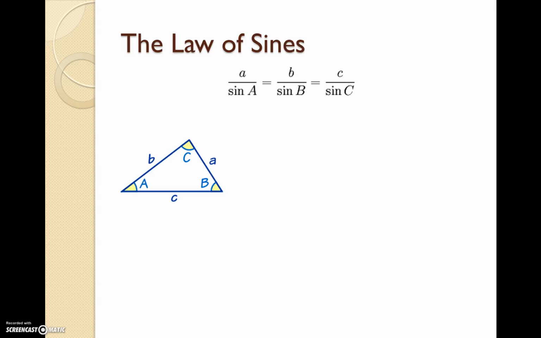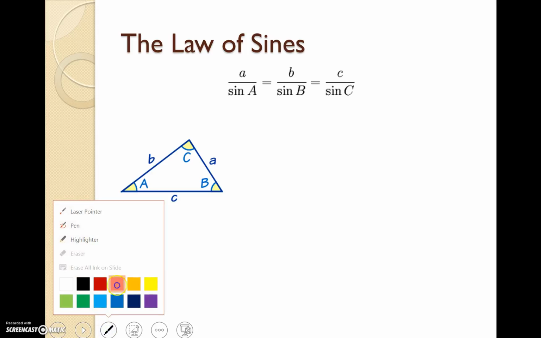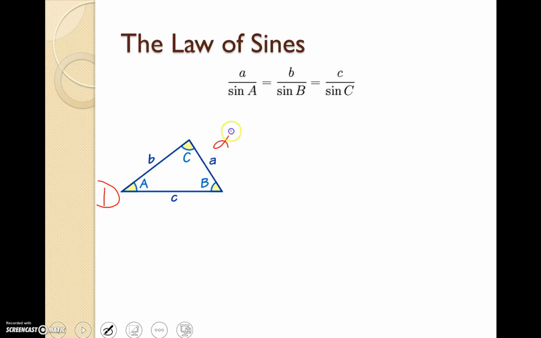What I want you to notice is you're going to have three angles. We're using A, B, and C, but it doesn't have to be A, B, and C. It could be D, E, F, G, H, I, all those letters. Essentially the a on the top is the side that's across from the angle A. So if instead I had angle D, then this is going to be little d. That's how we're going to think about that.